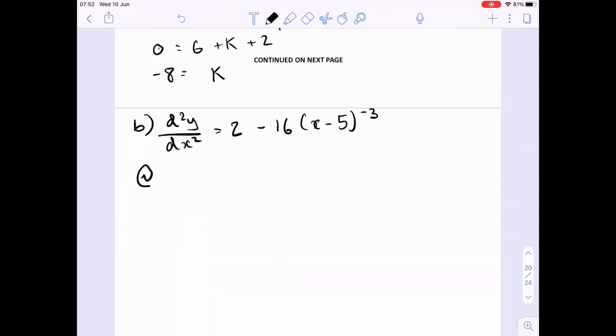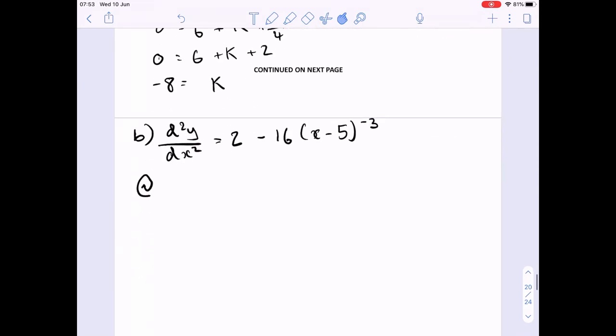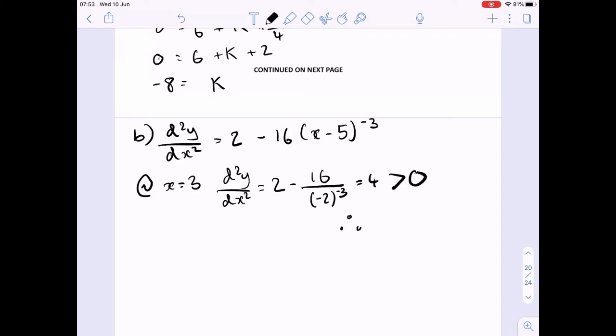Okay, and at what x are we? At this stationary point, we're looking at when x is 3. So at x equals 3, we can say d2y by dx squared equals 2 minus 16 over, again, minus 2 to the minus 3. If I sub that into my calculator, 2 minus 16 over brackets minus 2 cubed, that's 4, which is greater than 0, which therefore means we have a minimum.